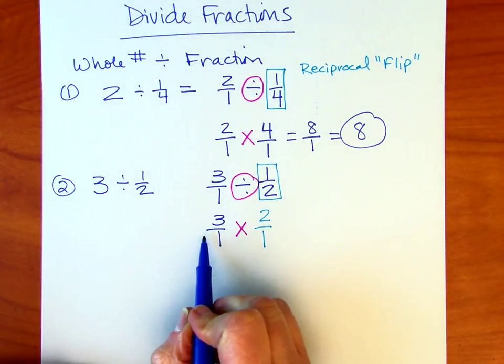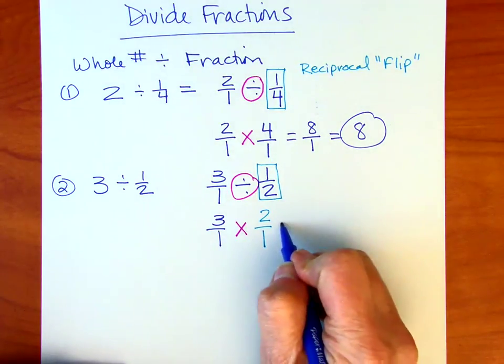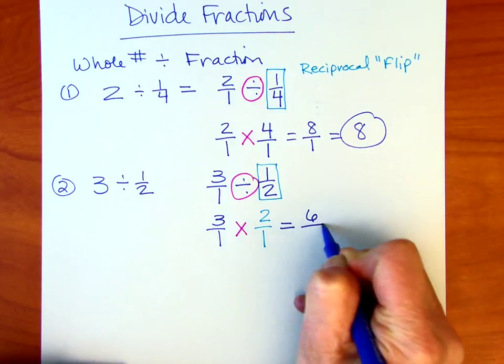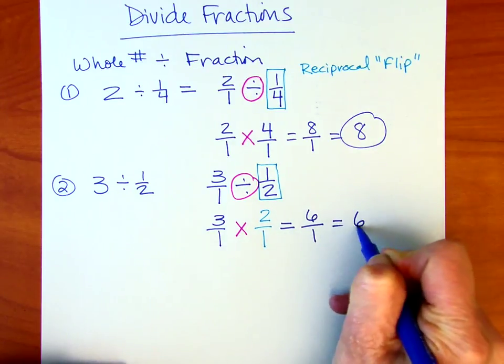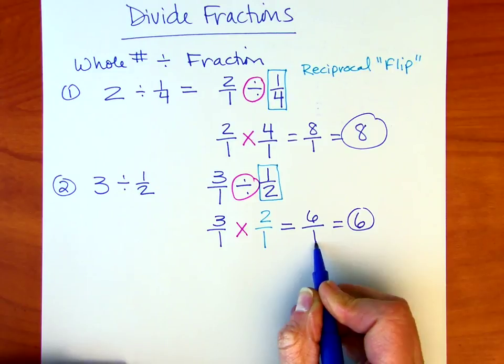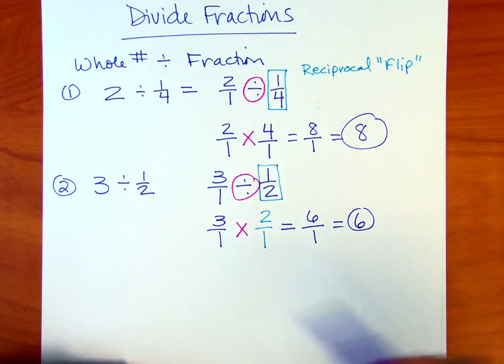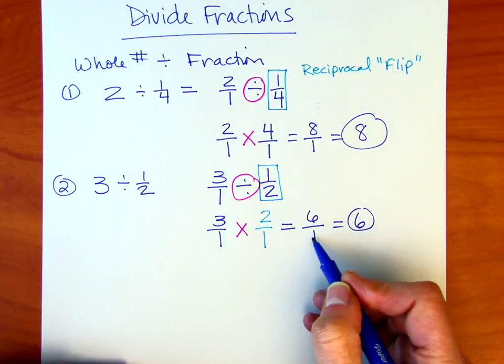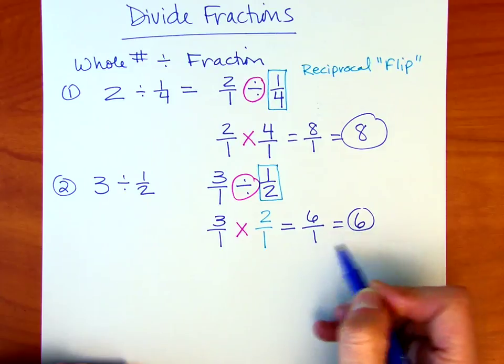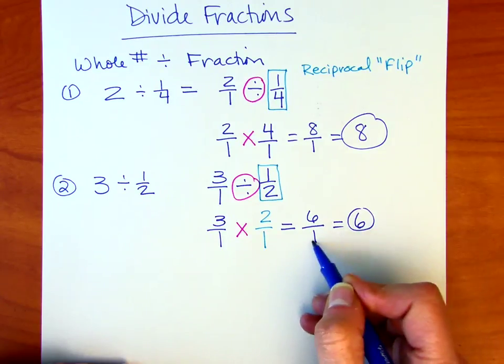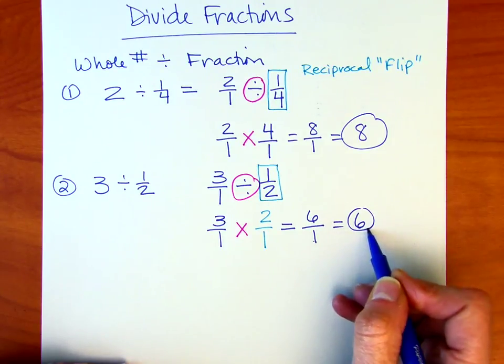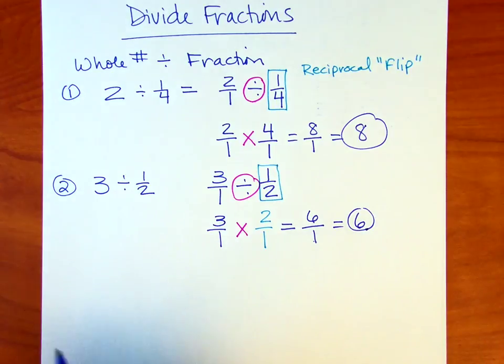Now we're going to reduce, but it doesn't look like we can, so we just multiply straight across. And then because this is an improper fraction, I'm converting it back. If this were a number other than 1, this would then become a mixed number. But because this is a 1, our answer is going to be a 6.